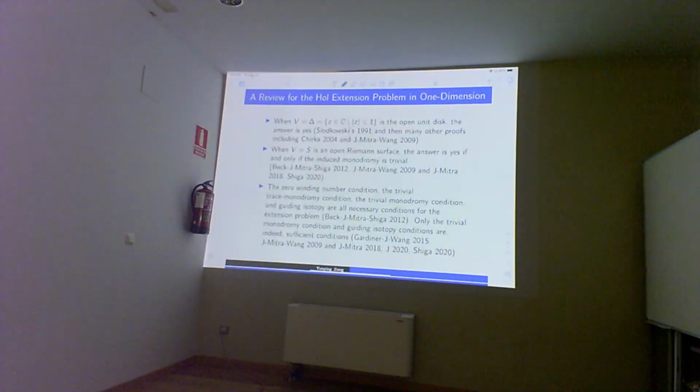But guiding isotopy was actually introduced in the Gardiner and Jiang and Wang paper. But that paper's proof actually has a problem. Then Jiang, Mitra, Wang and Jiang, Mitra and others' papers fixed that. But basically, the monodromy condition is actually sufficient and necessary. All the others basically are not. So that is basically for holomorphic motion.